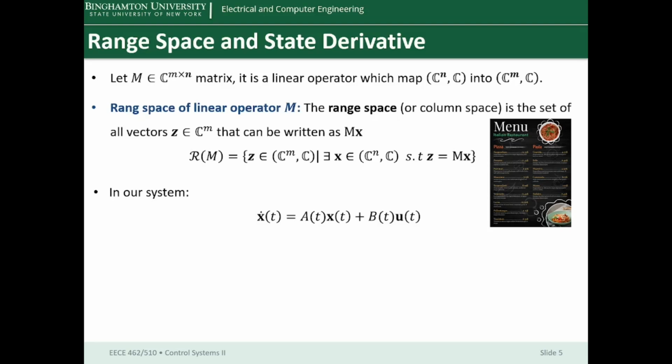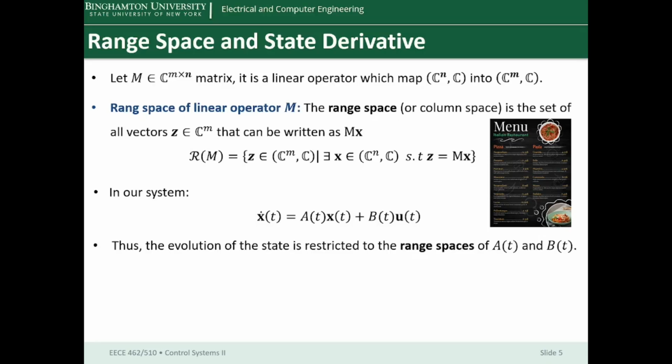In the state space model, the equation x dot equals A(t) x(t) plus B(t) u(t) defines how the state vector changes over time. Here A times x and B times u together form the velocity, the instantaneous direction of motion in state space. And this is where the concept of range space becomes physically profound.